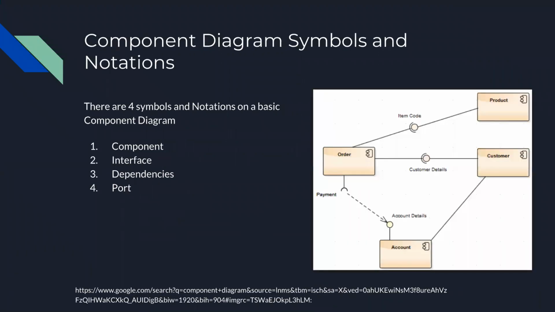Component diagram symbols and notations. There are 4 symbols and notations on a basic component diagram. Those are the components, interface, dependencies, and port.